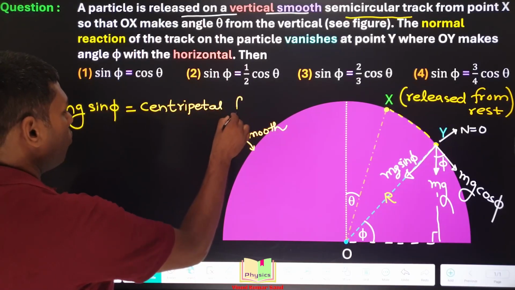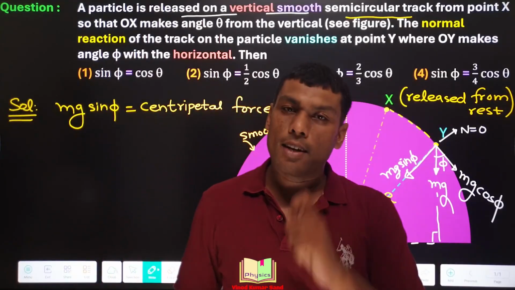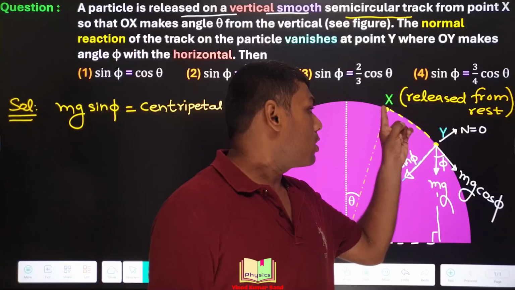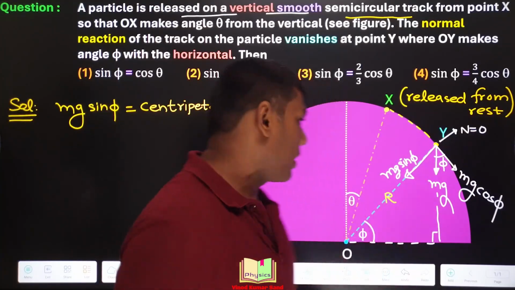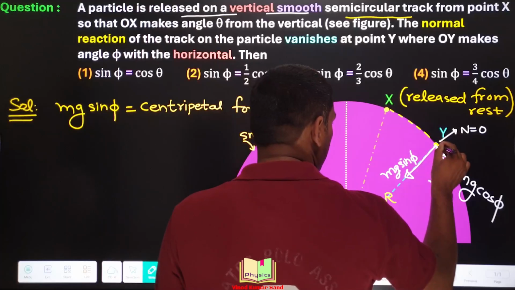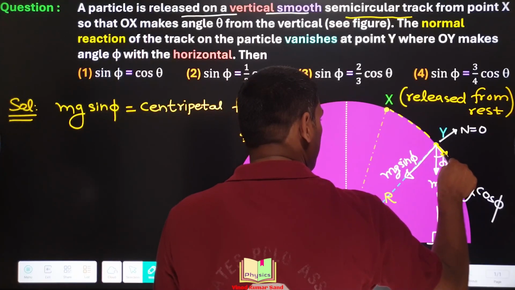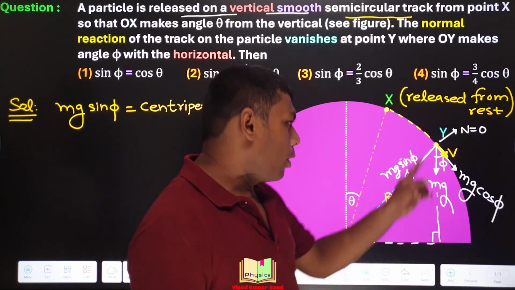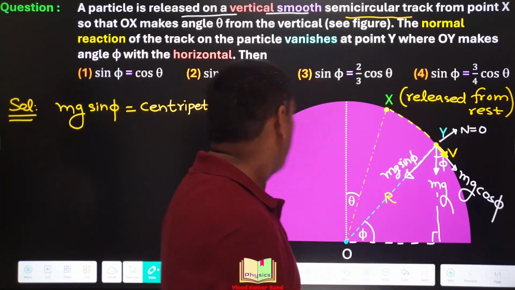At the location y there is no normal force. Mg sin phi is the centripetal force. Mg cos phi is the tangential force, which is responsible for the gain in the speed of this particle, because the velocity vector of the particle at this moment would be in this direction only, and this tangential force will keep on increasing this speed v as the particle comes down.